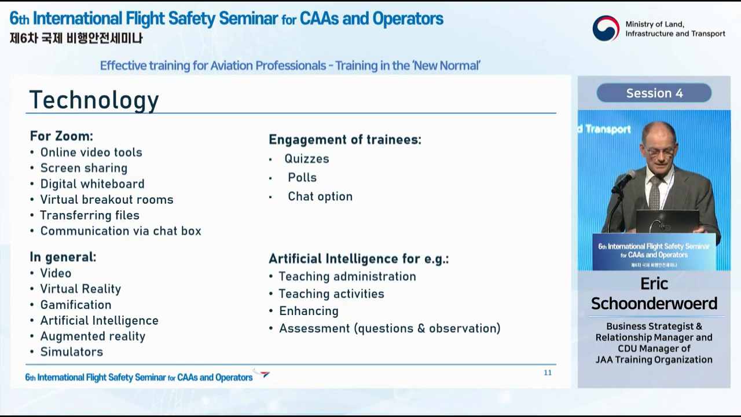On this sheet, I just show some specific technology. For Zoom, I mentioned already, it's not only using the platform, but also using all the functionality: the video tools, screen sharing, a digital whiteboard used together with your trainees, virtual breakout rooms, communication via chat box, etc. The Zoom platform also includes possibilities for quizzes, polls, chat options. So there are a lot of tools to make a virtual course engageable and involve the trainees in the training course.